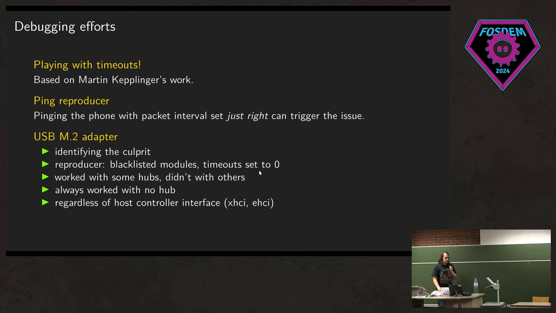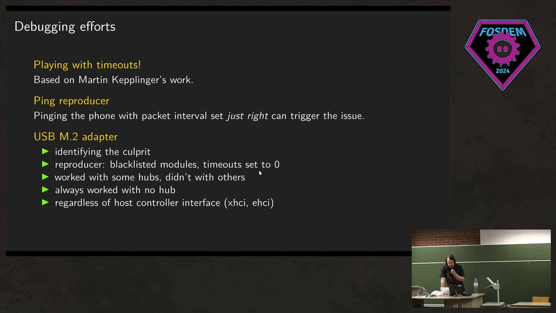And at some point, I also started playing with a USB M.2 adapter to pull the modem from the phone and put it into other kinds of USB sockets in other devices. The idea was to identify whether it was the hub or the SoC or the modem itself that caused trouble. And I found out that with blacklisted kernel modules for the modem and sleep timeouts all set to zero, I could make it go into some kind of reset loop. It would basically reset every second or two and keep resetting.